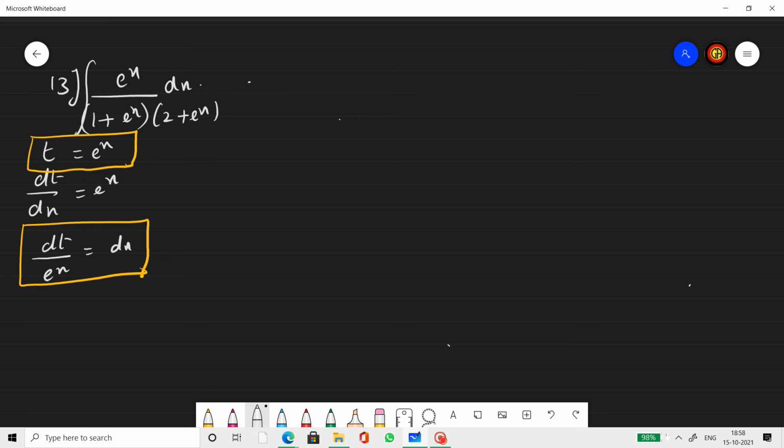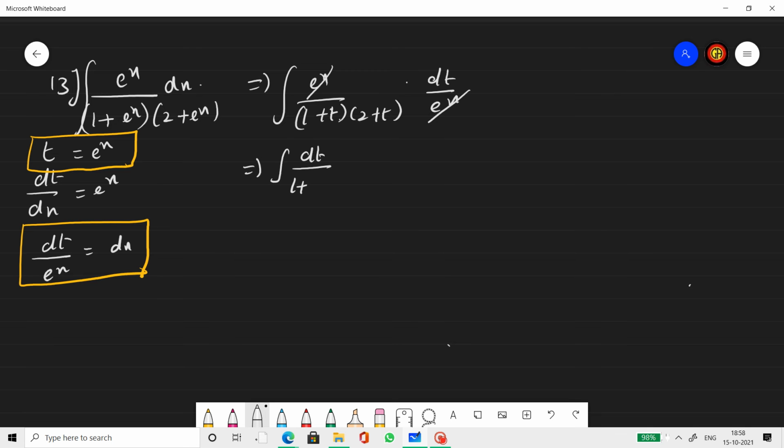Substitute that back into the question. Integration of e power x by 1 plus t into 2 plus t, and dx is dt by e power x. E power x will get cancelled. So integration dt by 1 plus t into 2 plus t. We can't integrate like this, so we have to use partial fractions.